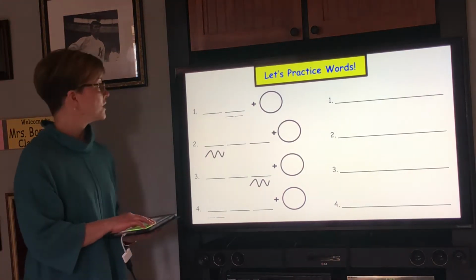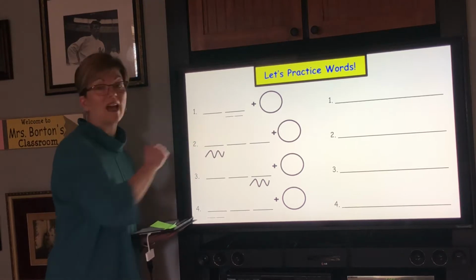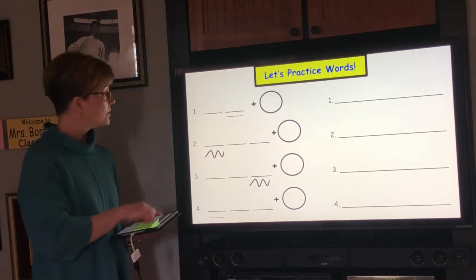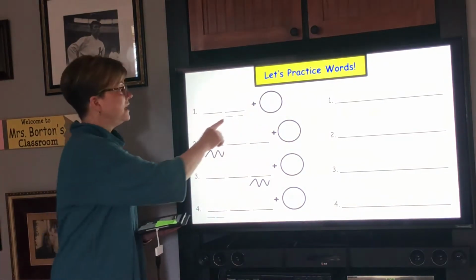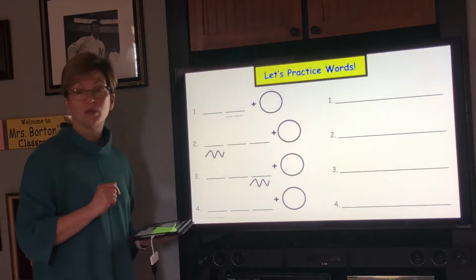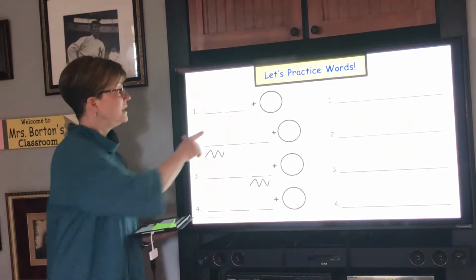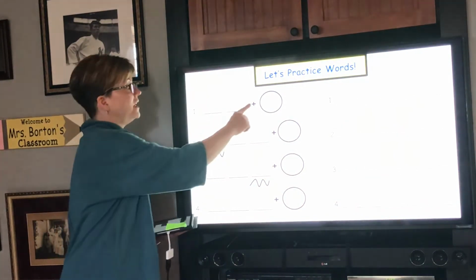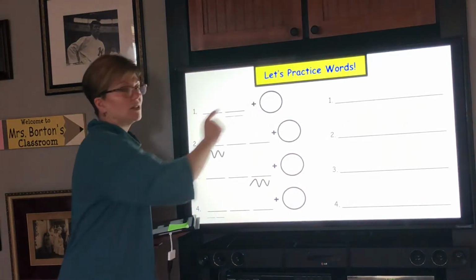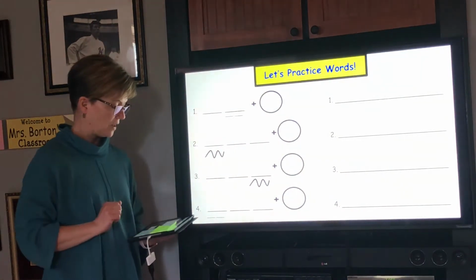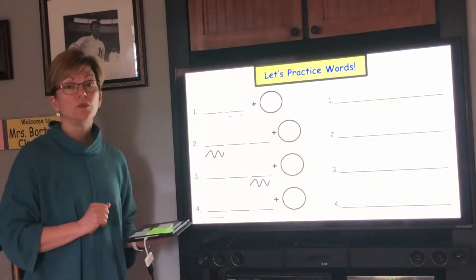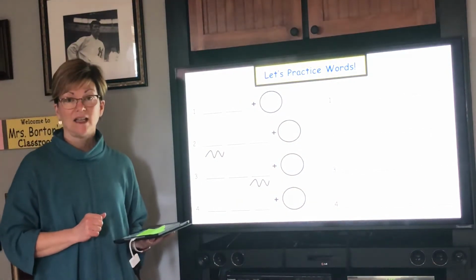Our first word has just two sounds, so you need two sound lines, but look at this last sound. It gets two minis. That means that we're going to have an ending blend. Then give yourself a plus and a circle for the ed.